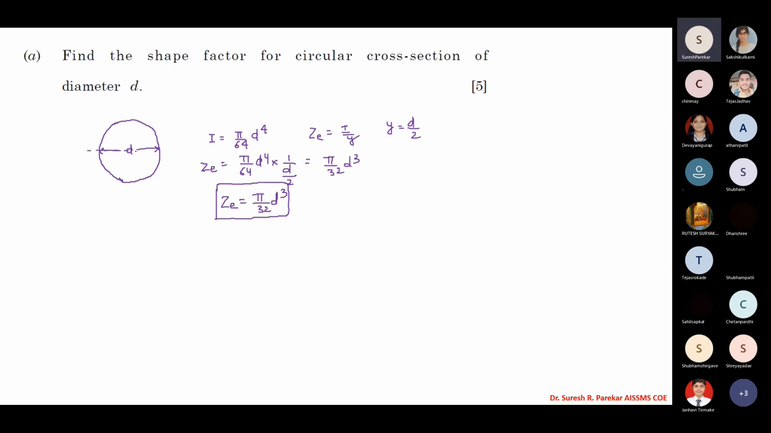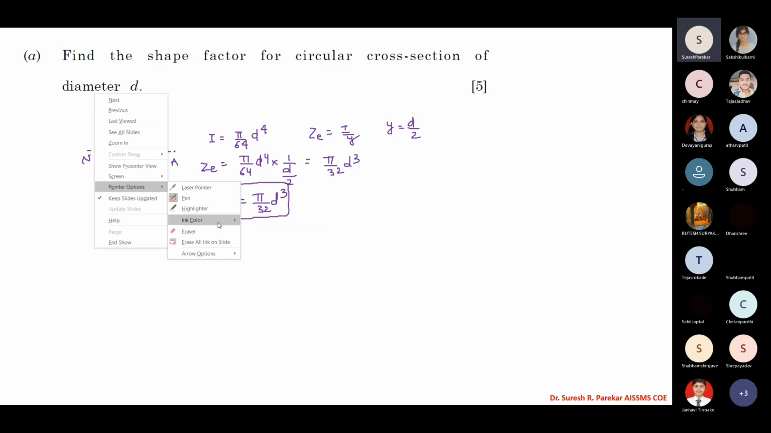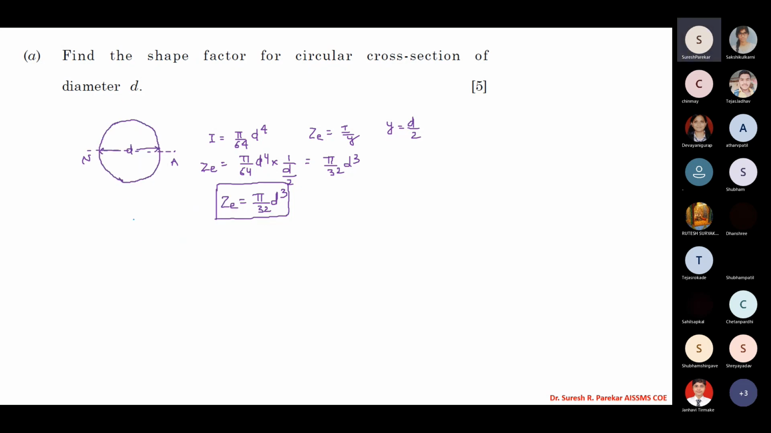And we have symmetrical section, so your elastic neutral axis and plastic neutral axis are along this same line. Now we will go for plastic. So plastic section modulus. This we have elastic section modulus. Now for plastic again.